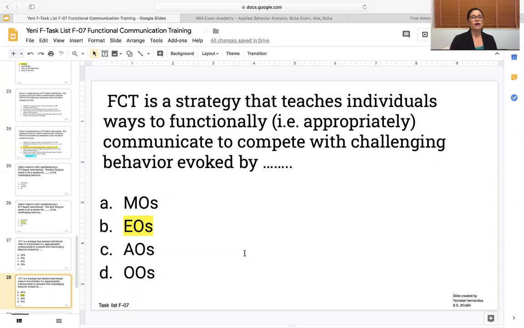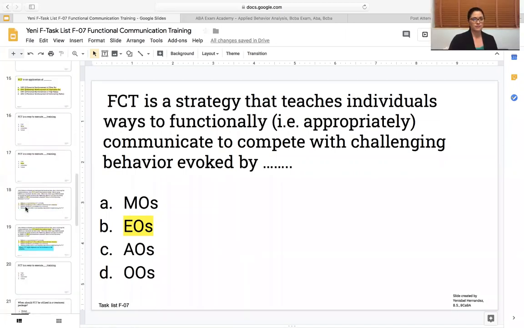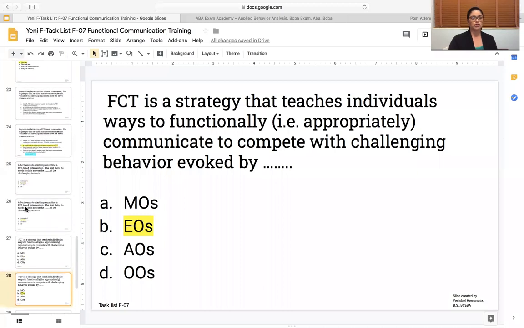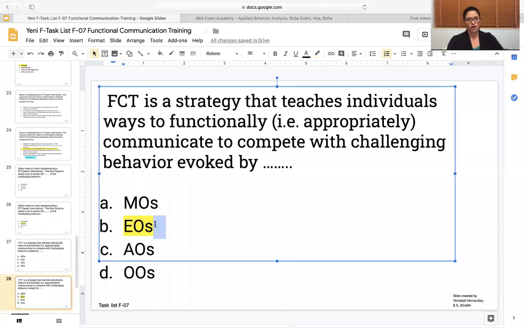So EO, why is it so important, guys? Because it evokes certain behaviors, and it's because of its value altering. It's what we talked about in the beginning, basically: your want. This is how much you want something.